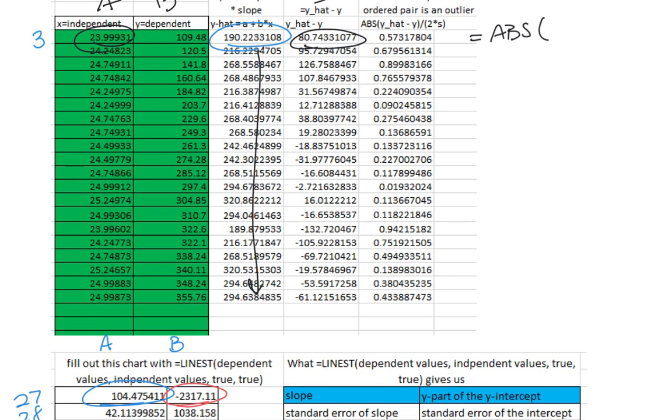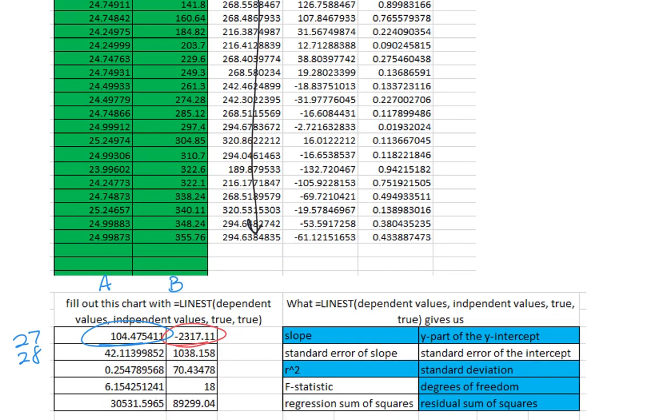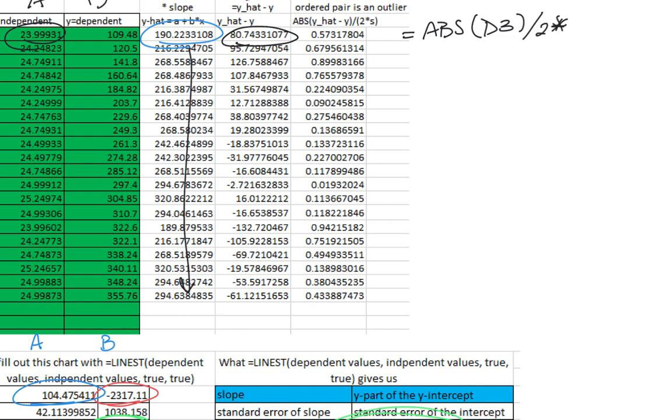So I'm going to take the absolute value of D3, that cell. Whatever your cell is, I'm just going to call my cell D3. So I'm going to grab D3, and then I'm going to divide by 2 times my standard deviation. And you're like, where is that coming from? Remember, I did the LinEst. I come down here. This is my standard deviation because that's where it is right here. So what I'm going to do is I'm going to do 2 times. I better make sure I have a parenthesis before that. And I'm going to grab that cell.